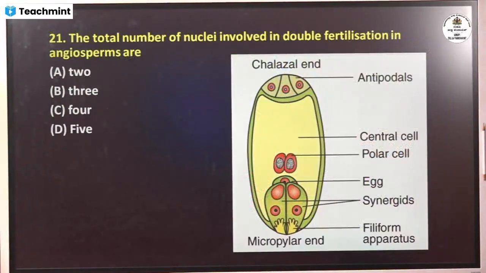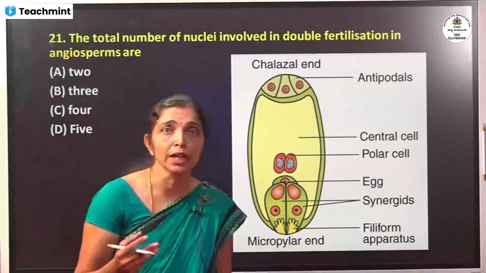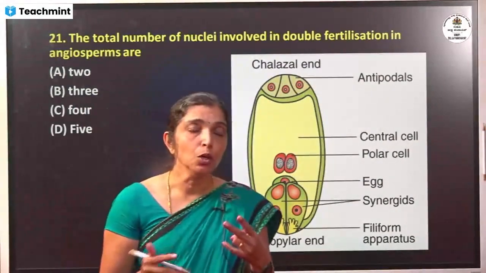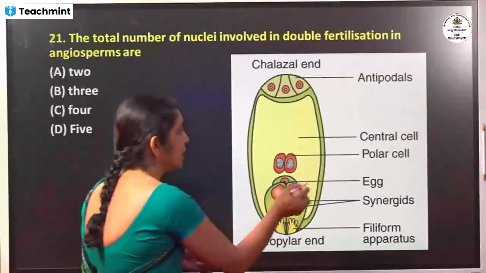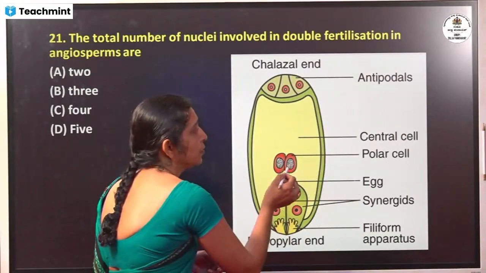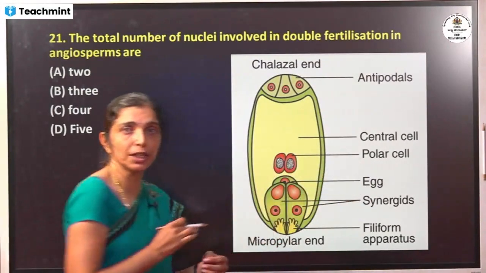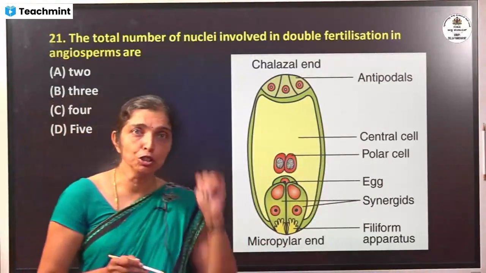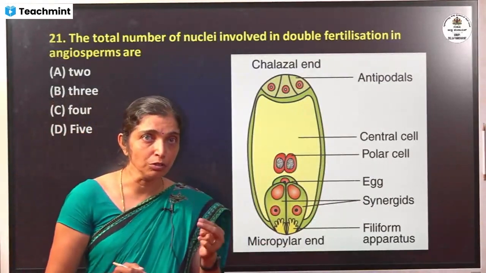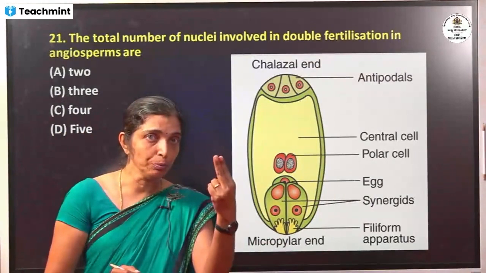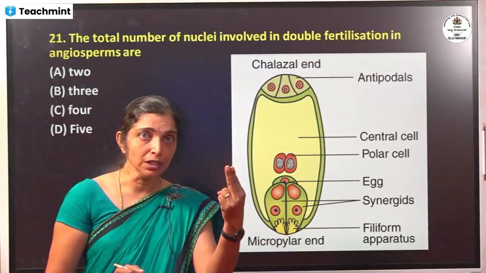Next question. The total number of nuclei involved in double fertilization in angiosperms are 2, 3, 4, or 5. So how many nuclei are involved? We know that we have 2 male nuclei. One will come and fuse with the egg cell, and the other one will fuse with the 2 polar nuclei. So you have to count how many nuclei are involved. If we count, we know that there are 2 male nuclei. So 2 are done, isn't it?